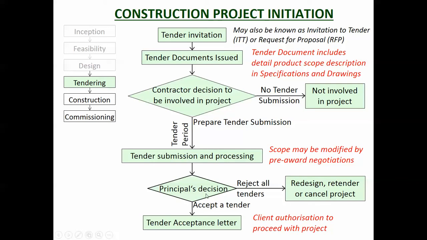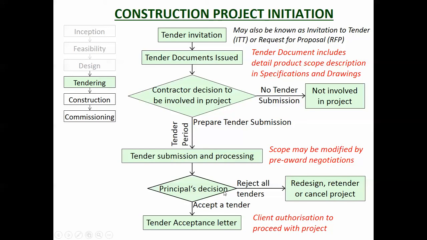Then the principal, the client, has a decision to make. Do they want to accept one of the tenders, or are they going to reject all of them? Now usually they accept one of them. They usually have gone to the market with the intention of hiring someone. But if they do reject them all, then you need to go right back to the start and redesign and all that sort of business.